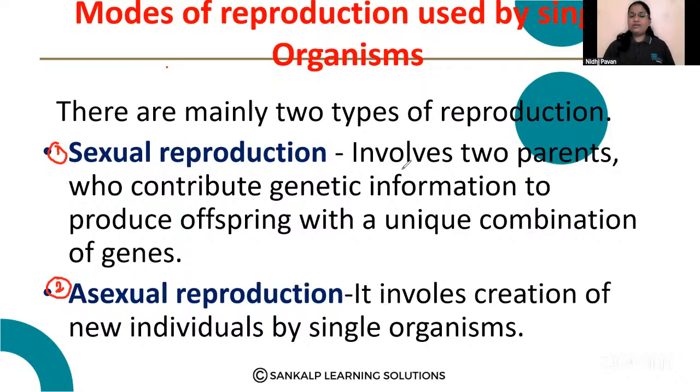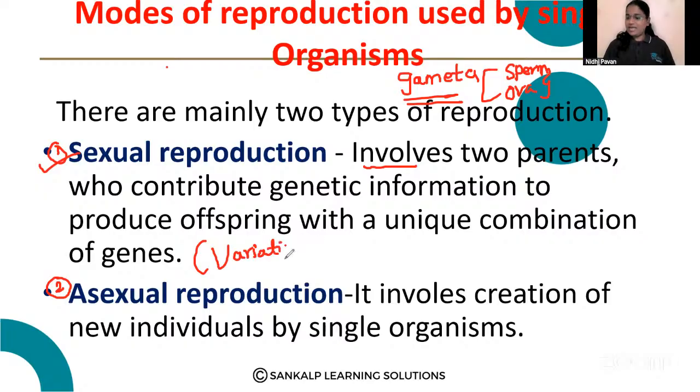So sexual reproduction means what? It involves 2 parents. There will be fusion of gametes, a male gamete and a female gamete. 2 separate parents will be there, a male parent and a female parent. The male parent will produce a male gamete called sperm in human beings, and the female will produce ova or an egg. And there will be a fusion of the gametes. So this is called sexual reproduction. Here we can see variations.